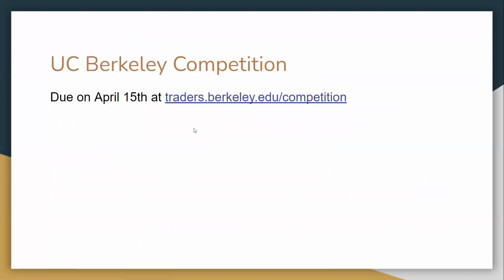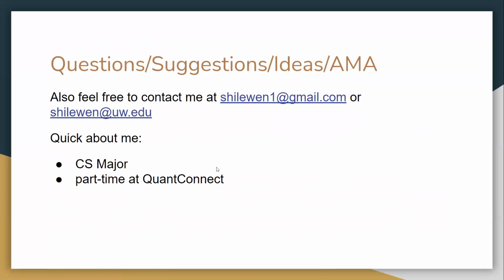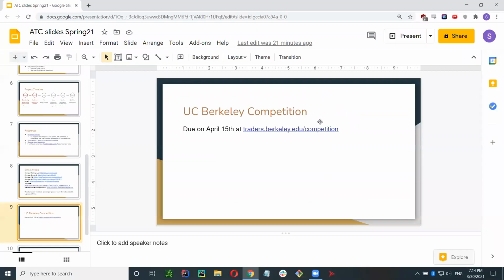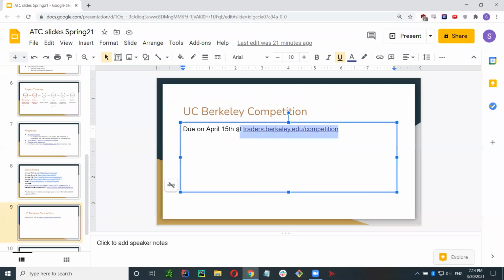This is pretty short notice, but there's this UC Berkeley competition. You can see more information at this link. The applications are due in about 2 weeks, so you probably want to apply for this. Here, let me just copy this link and post it in the chat for anyone who wants to get it out of the way.